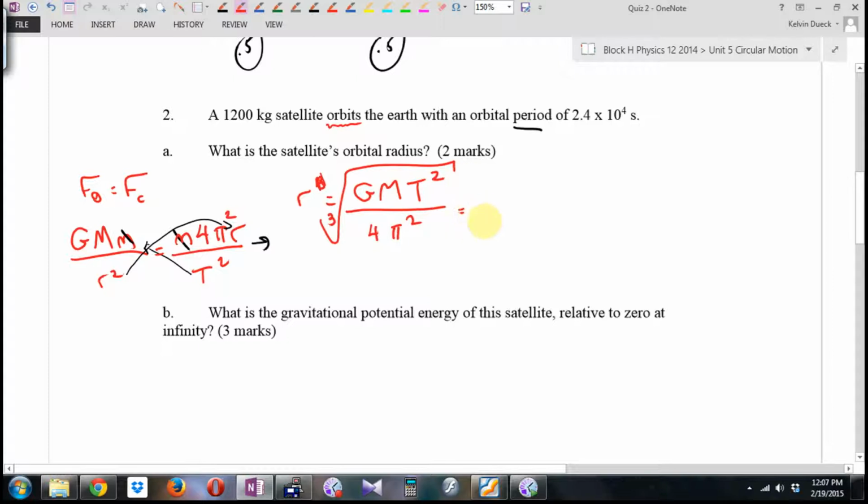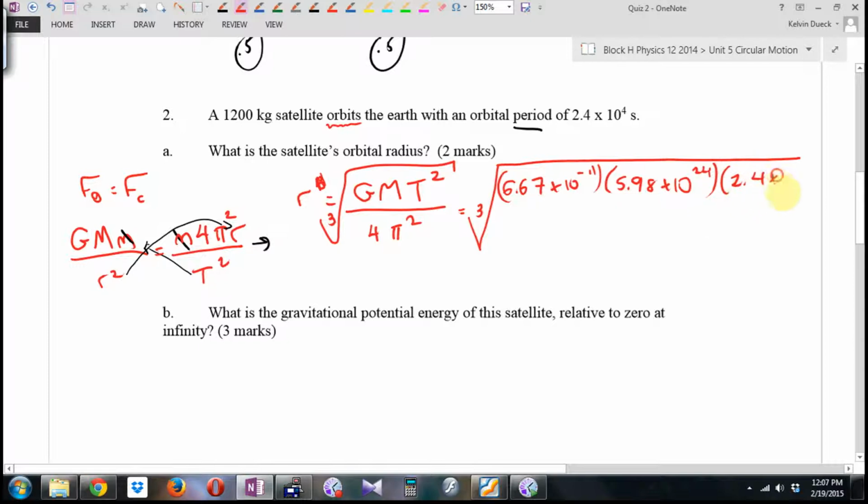Which is going to be the cube root of 6.67 times 10 to the negative 11, 5.98 times 10 to the 24th, are we Earth? Yeah, 5.98 times 10 to the 24th, 2.4 times 10 to the 4th squared. Almost forgot that. All over 4 pi squared.